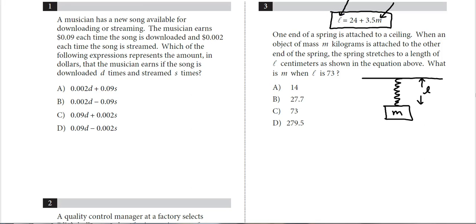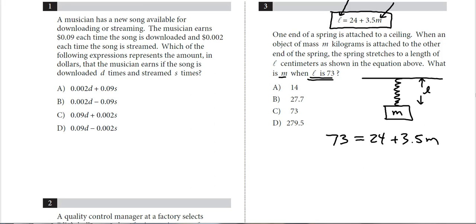So it says, what is the mass, what is M, when L equals 73? So I'm going to basically just fill this into the equation. When L is 73, we're going to solve it for the mass. And whenever you want to solve a linear equation, you basically want to isolate the variable.